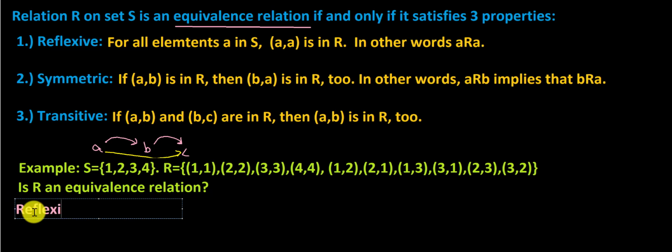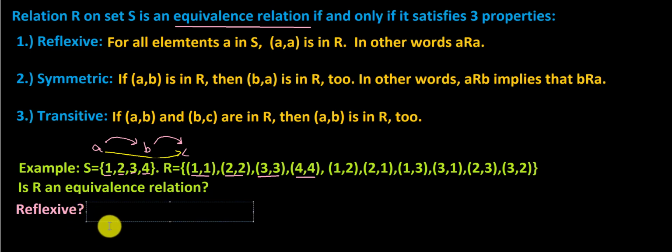For each element in S, I need to check if each element relates to itself. So for example, the element 1, is (1, 1) in R? Yes, it is. Check. How about 2? Is (2, 2) in R? Yes, check. What about element 3? Does that relate to itself? Yes, it does. And the last element to check is 4, and 4 relates to itself.